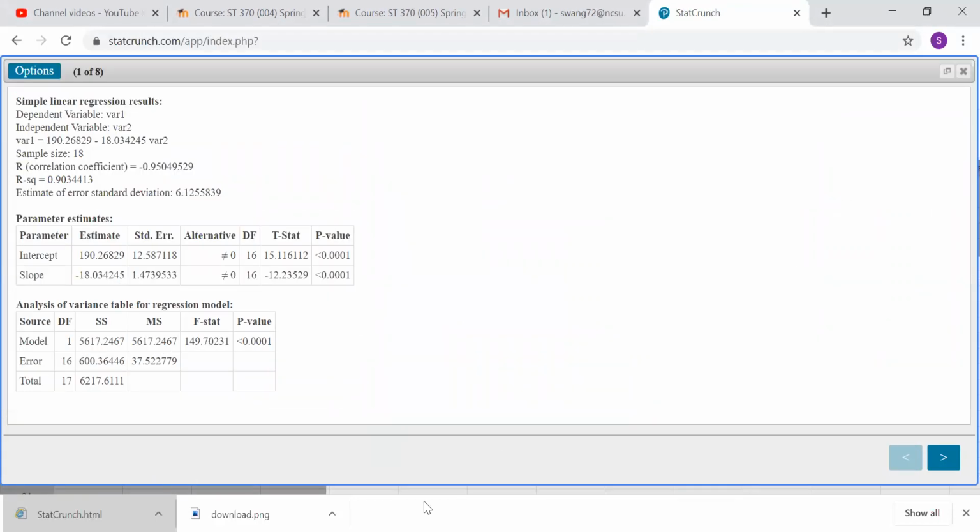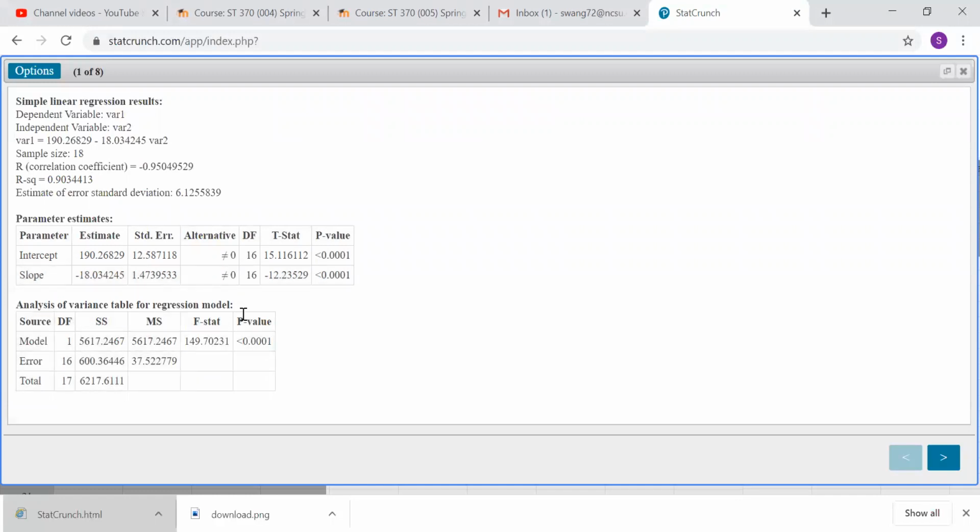So here is your result. You have the regression line, the sample size, and the correlation coefficient R. We have talked about it, and we actually used StatCrunch to calculate the R before. It's negative 0.95, in page 4 of our handout. That's the same as what we have got. And this R squared, we will talk more about it later on. Now here is our parameter estimate. The intercept estimate is 190.26. The slope estimate is negative 18.03.